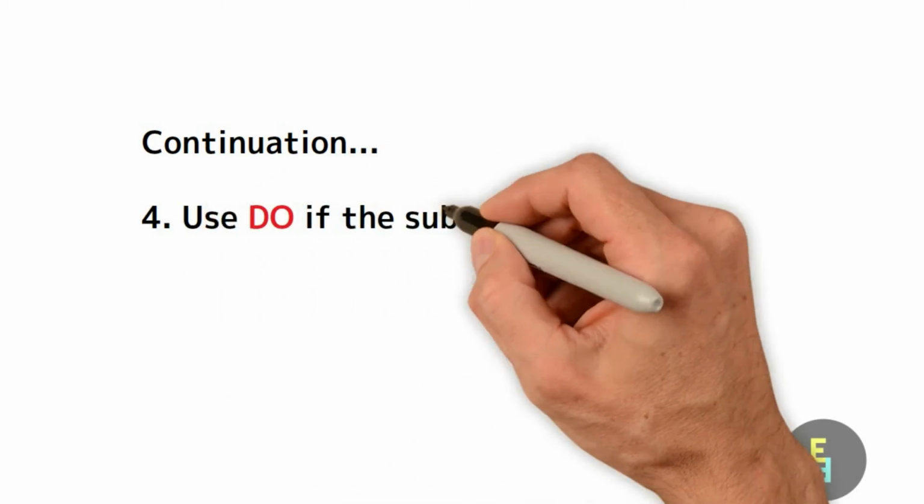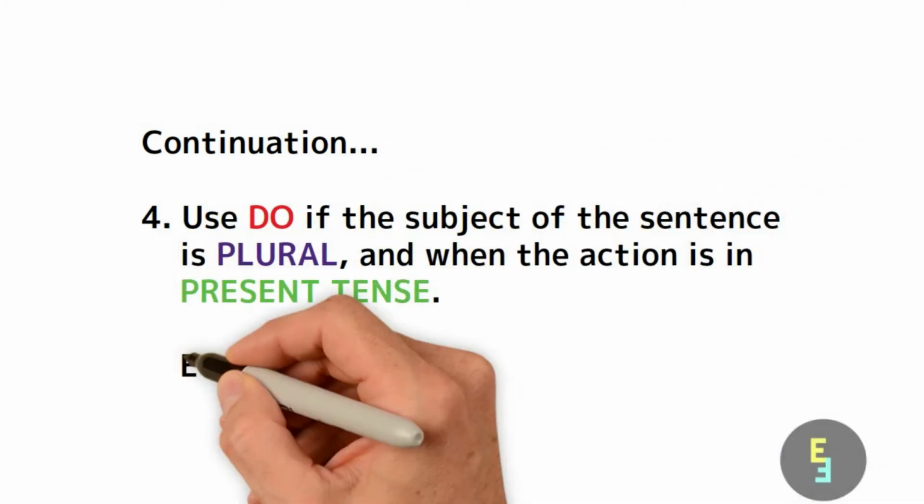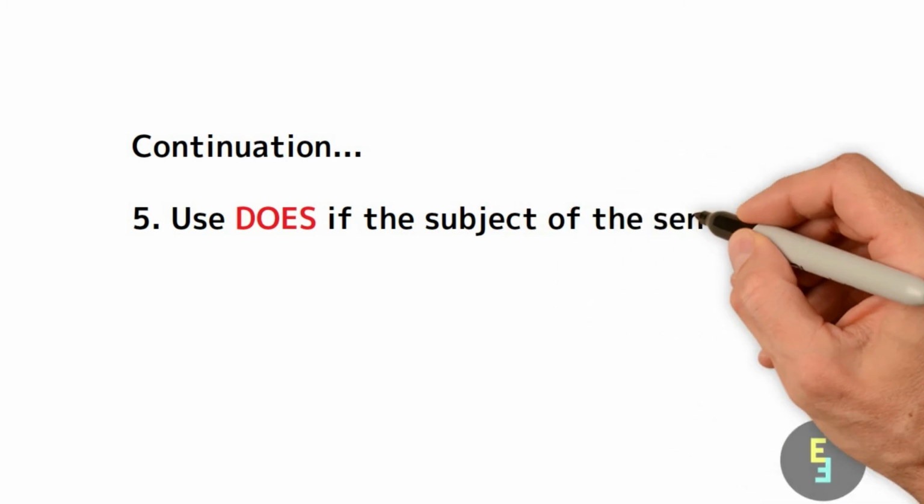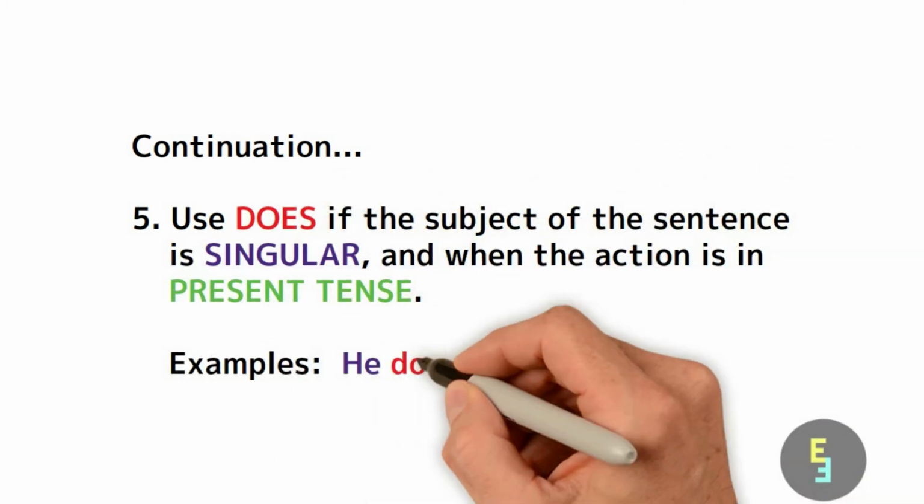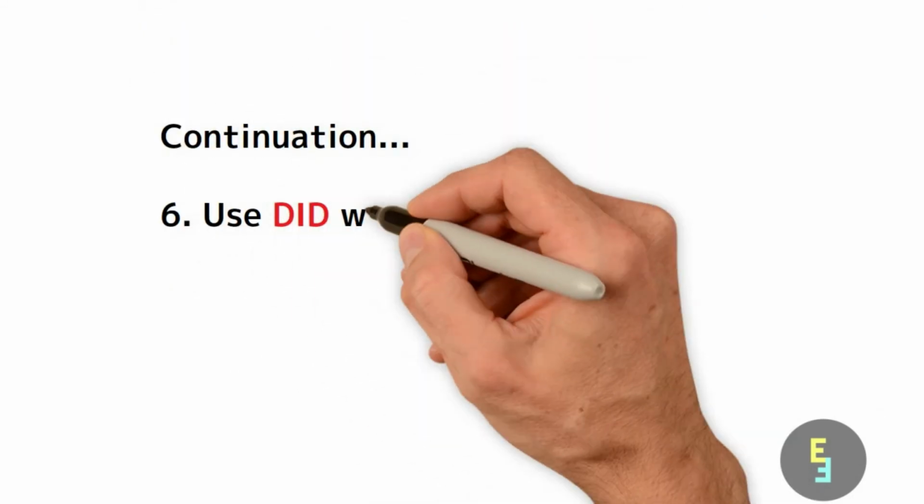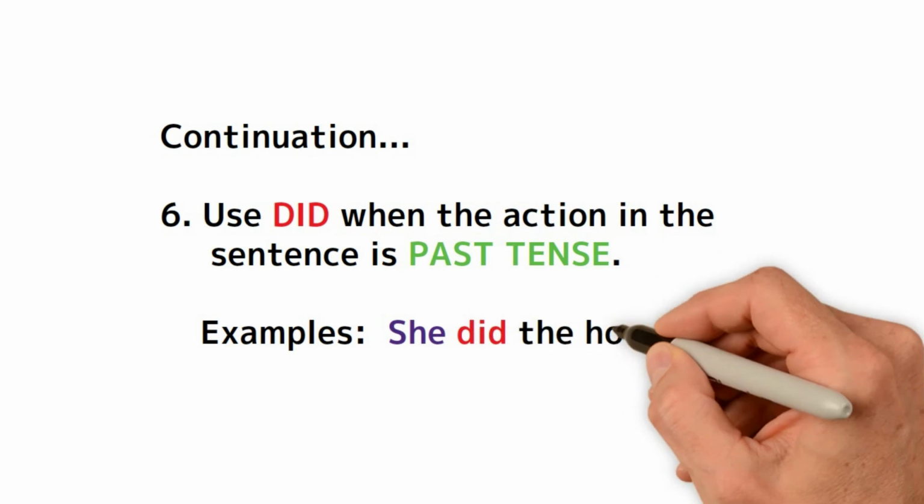Use do if the subject of the sentence is plural and the action is in present tense. Use does if the subject of the sentence is singular and the action is in present tense. Use did when the action in the sentence is past tense, regardless of the subject.